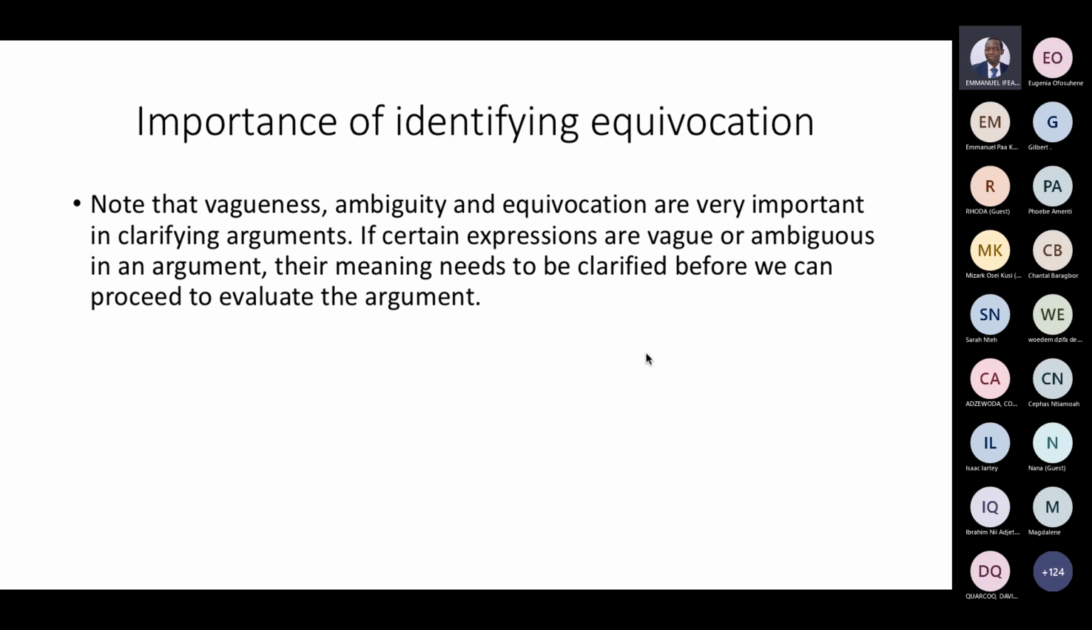The importance of identifying equivocation. Note that vagueness, ambiguity, and equivocation are very important in clarifying arguments. If certain expressions are vague or ambiguous in an argument, their meaning needs to be clarified before we can proceed to evaluate the argument. So, before you can evaluate it, you first of all clarify that it doesn't contain vagueness, ambiguity, and equivocation. Those are three basic errors of meaning you need to check out before you can evaluate any argument. If you see any of those, then you can shoot down the argument on the ground of those things before you even evaluate it. The argument is not even ready to be evaluated in the first place.